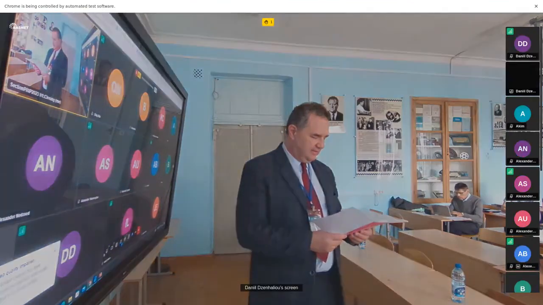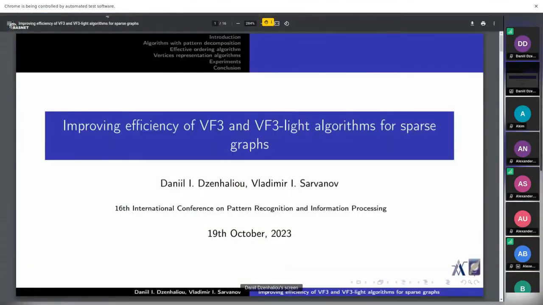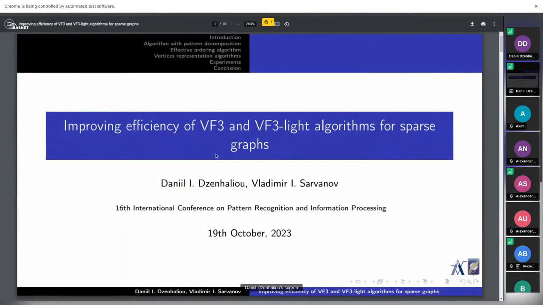Improving efficiency of VF3 and VF3-light algorithms for large graphs. Hello, dear colleagues. You can start. Yes, it sounds great. You can start.